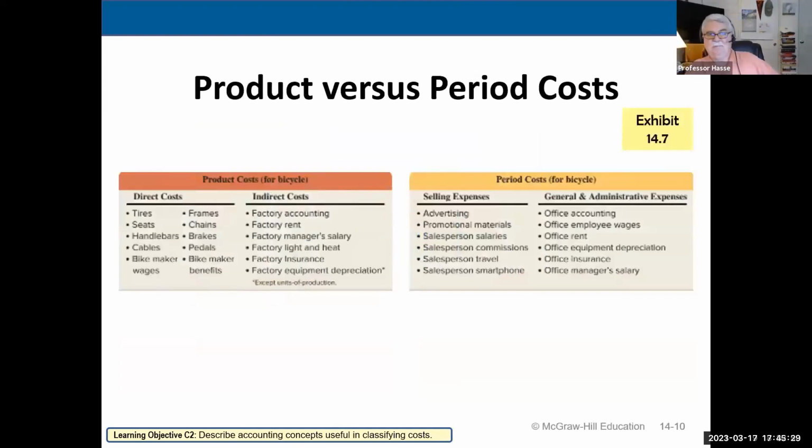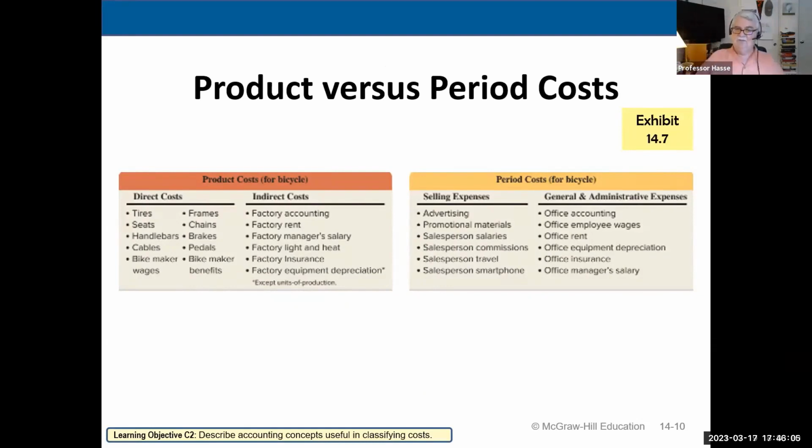Here's our typical examples of period costs. Notice earlier we saw the product cost for the bicycle being split between direct and indirect. Now this is the same company, but here are the additional expenses that the company has in relationship to their overall product of producing a bicycle. Selling expenses, G&A. And as I said earlier, notice office accounting, office staff, rent, office equipment depreciation, office insurance, office managers' salaries, whatever.